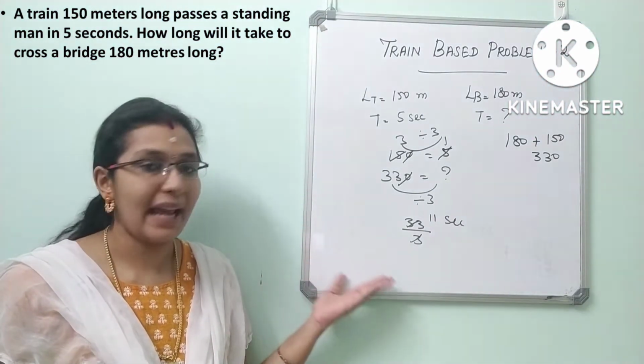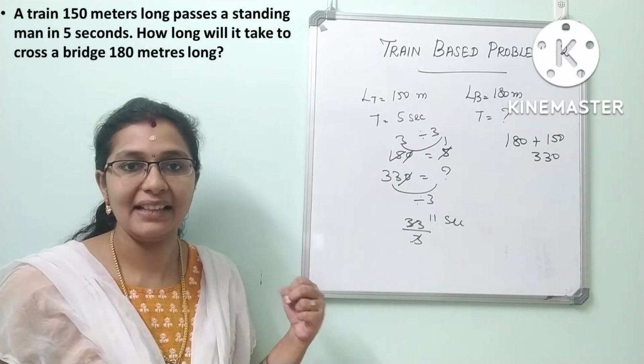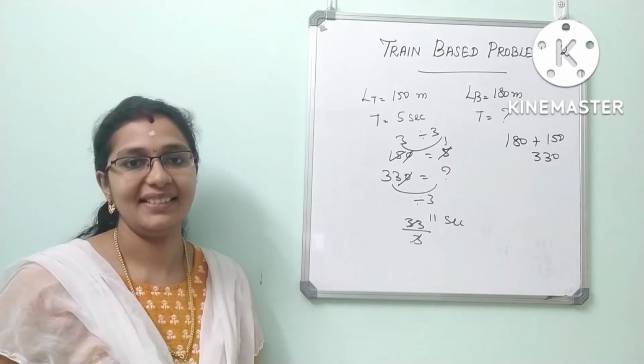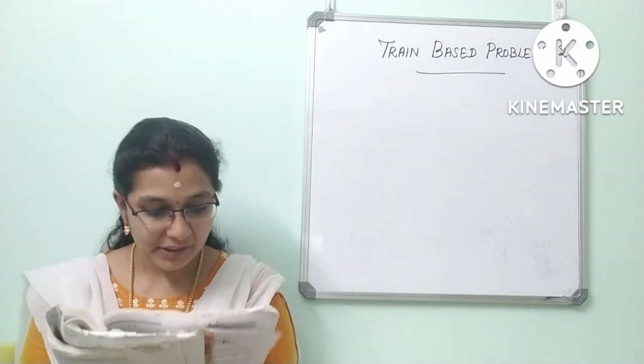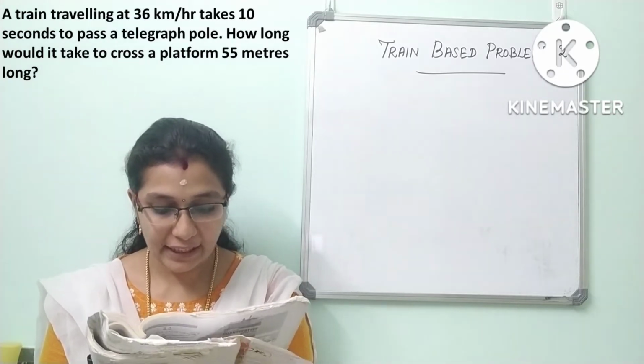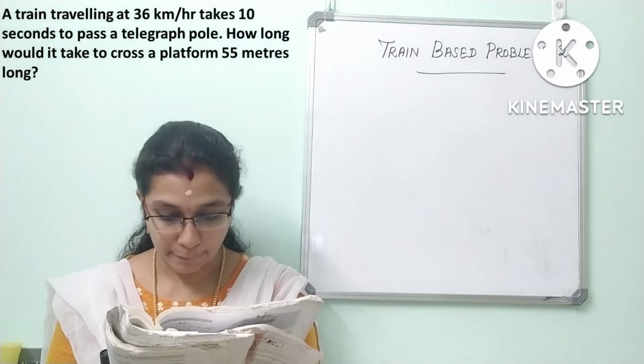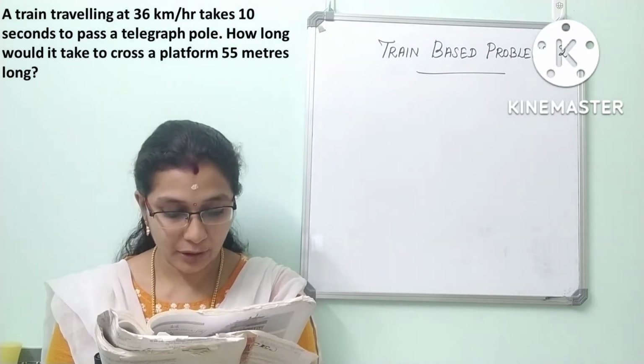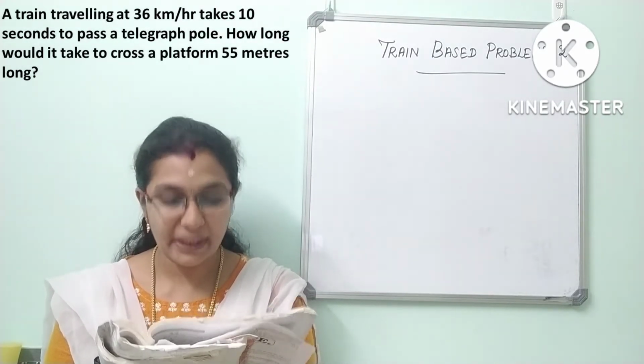So only when you practice these types can you easily find the answer using tricks. Okay? Yes. See the next question. A train traveling at 36 km per hour takes 10 seconds to pass a telegraph pole. How long would it take to cross a platform 55 meters long?